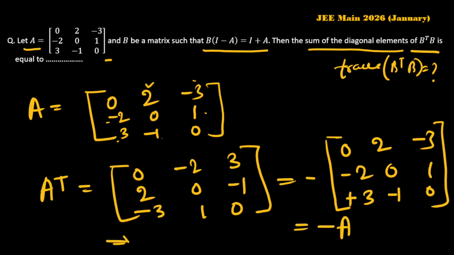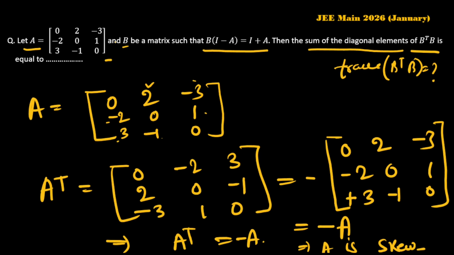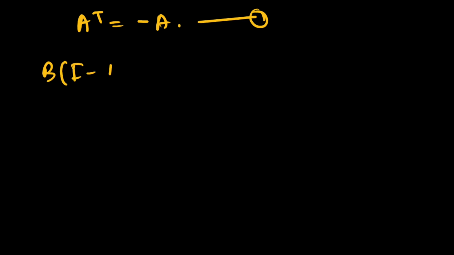So when this condition holds, A transpose is equal to minus A, this type of matrix we call a skew symmetric matrix. This implies A is a skew symmetric matrix. So we got A transpose is equal to minus A. Number it. Now another condition is on the matrix B. The matrix B holds this condition: B times (I minus A) is equal to I plus A.